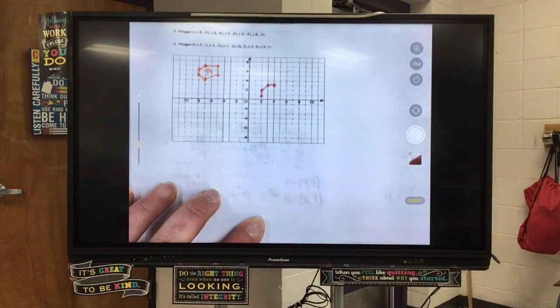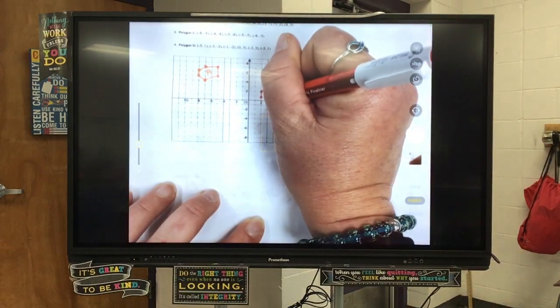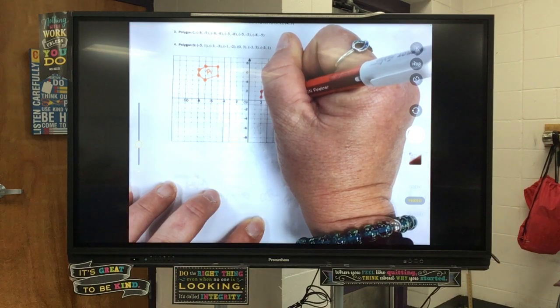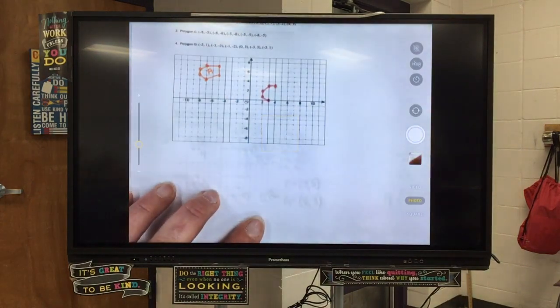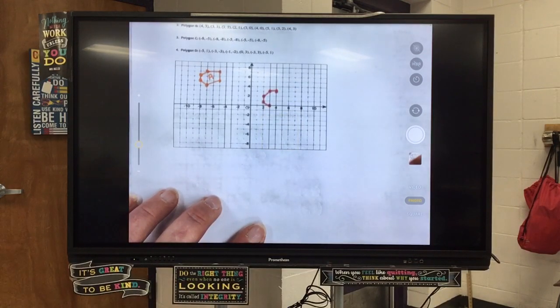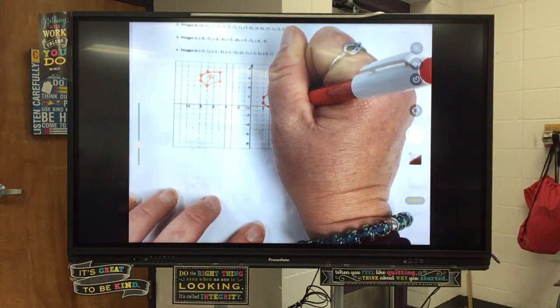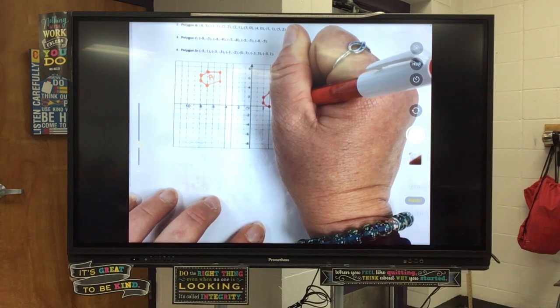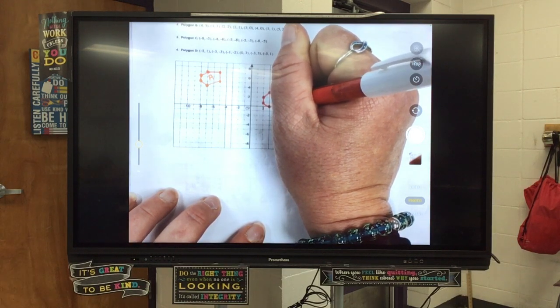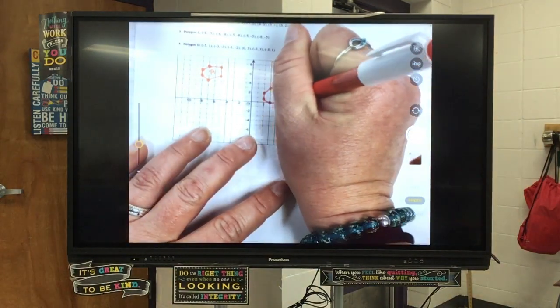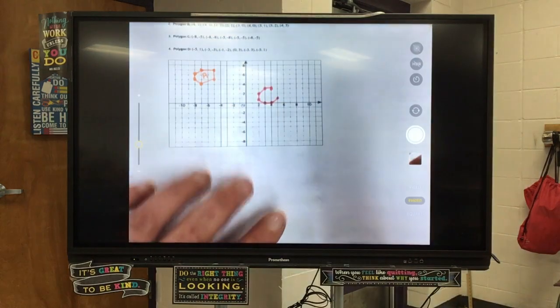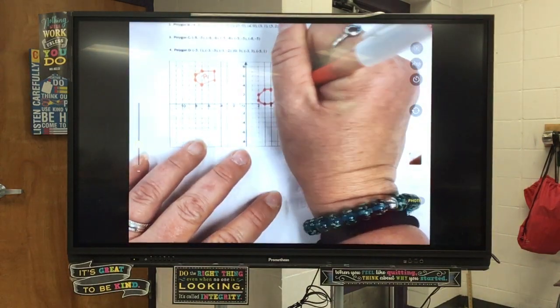Next one is 3, 0. Where's 3, 0? To the right 3, and then you're staying on that line. All right, the next one is 4, 0. Which direction? You said to the right? Okay. Next one is 5, 1. Right 5, up 1. Okay. Our next one is 5, 2. Alright, and then the last one is there.